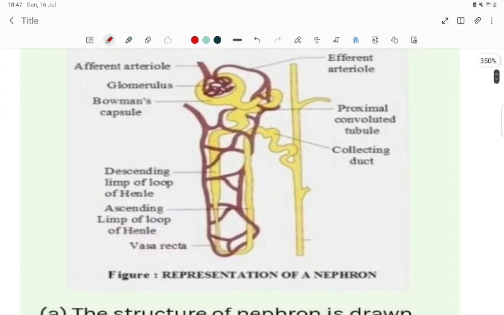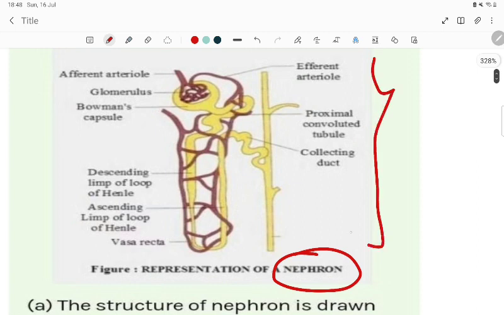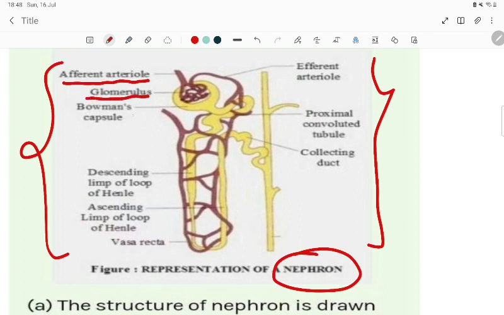It is a very complex structure. This is the structure of one nephron. This is what you are seeing, one nephron. There are millions of nephrons present in your human kidney. The first portion you would see is the afferent arteriole, which is merging into the glomerulus. Here the Bowman capsule is also there. You can see the yellow color. Here the total filtration takes place.